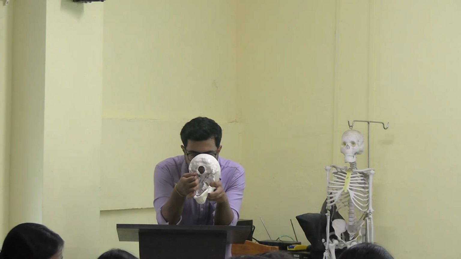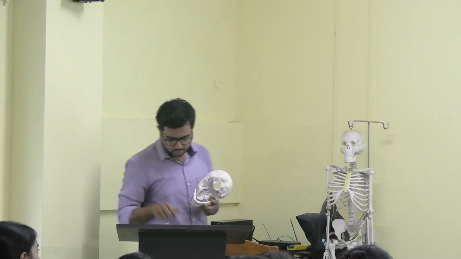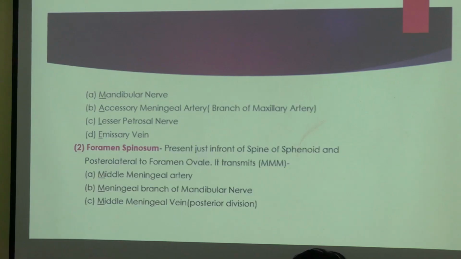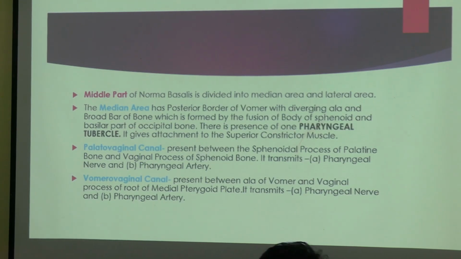Write down the things that are coming out through this carotid canal. External carotid artery, vein, incisive vein. These are the parts on the middle part of Norma Basalis. Now first 15 come forward.